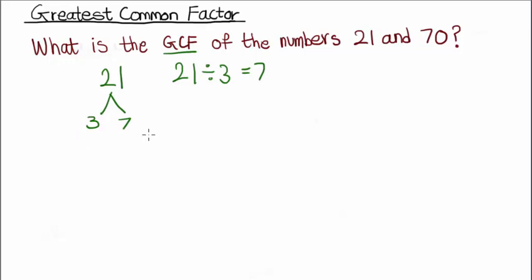This right here is my answer for the prime factorization for 21, because I have prime numbers on all of my branches. So the prime factorization for 21 is simply 3 times 7. Now let's do the prime factorization for the number 70.